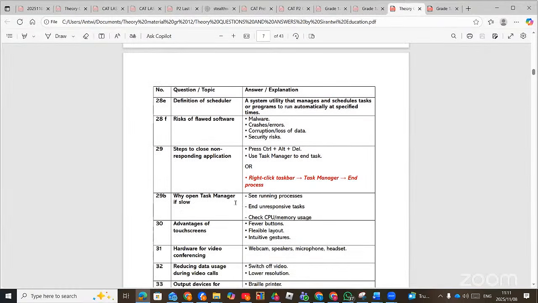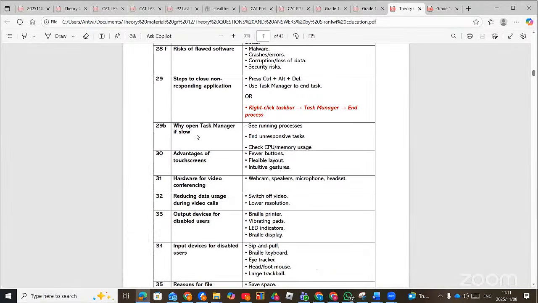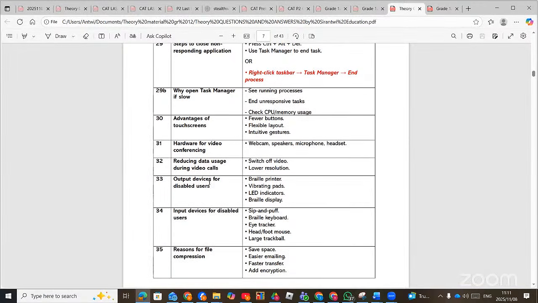Steps to close a non-responding application using Task Manager: press Ctrl Alt Delete and then use Task Manager, or you right click and choose Task Manager, then you go to End Task. So some of these things, why open Task Manager if slow? To see the running processes and end the task. Advantages of touch screen. So these are sample questions, please. You can see here output devices for disabled users.